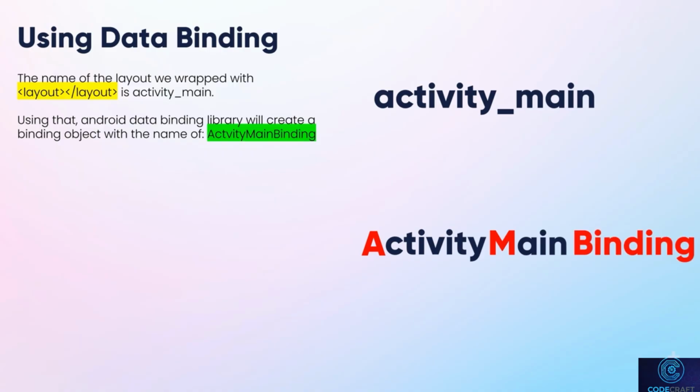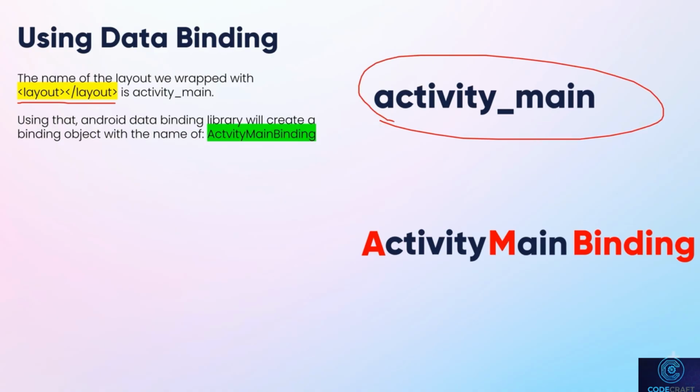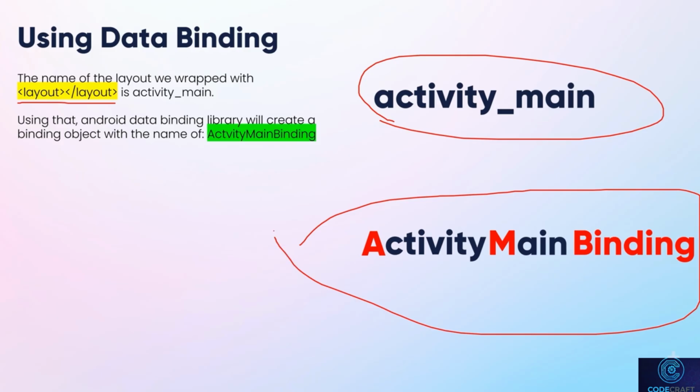So when you see the binding keyword in the object naming, this will refer to the data binding library. So if you use the layout tag in the activity_main layout, the data binding library will create a binding object with the name called ActivityMainBinding.